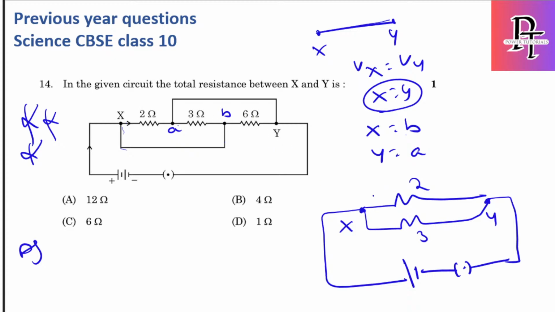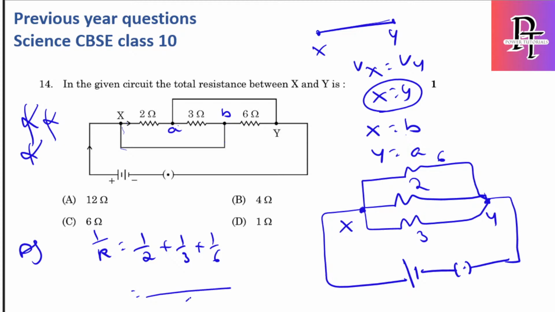B to Y, which is 6 ohms. Okay, so 3 resistors in parallel. So simple, 1 by R effective is equal to 1 by 2 plus 1 by 3 plus 1 by 6. If I take LCM as 6, it will become 2 3s are 6, 3 2s are 6, and 6 1s are 6. So it will be 6 by 6, which is 1. 1 by R is equal to 1, so R is also 1, which is D, the right answer.